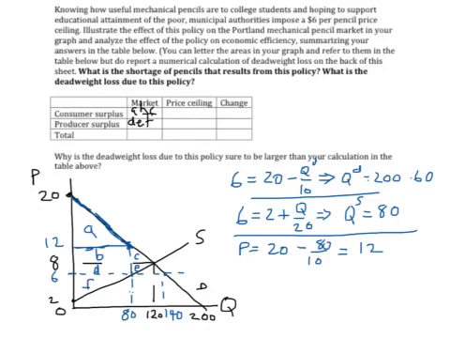I add them up: A, B, C, D, E, F. There it is. Now, the price ceiling case. Let's compare the welfare.